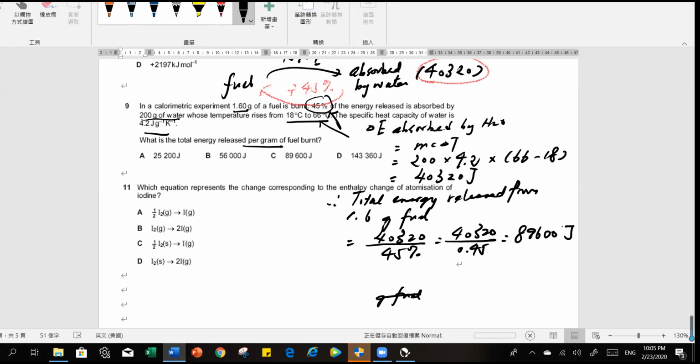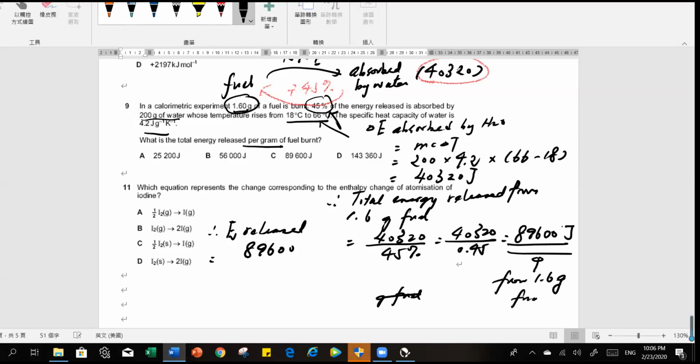per gram of fuel. Now you have 1.6 gram, so the answer will be this one, released per gram of fuel, because it's from 1.6 gram fuel, right? So if you have to work out per gram of fuel, you're going to divide by 1.6. So it's this one, okay? The answer is B, okay?